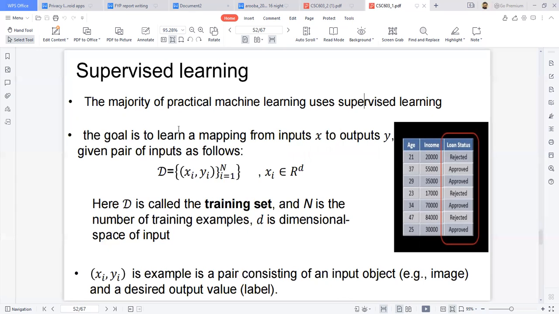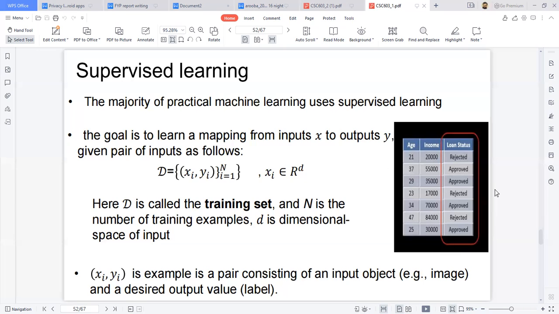The majority of practical machine learning uses supervised learning. The goal is to learn a mapping from input X to output Y, given pairs of inputs as follows. We know that X is the independent variable and Y is the dependent variable, or you can say X is the input variable and Y is the output variable. So which are the input variables and which is the output variable here? You have to tell me which one is the input variable from these three.